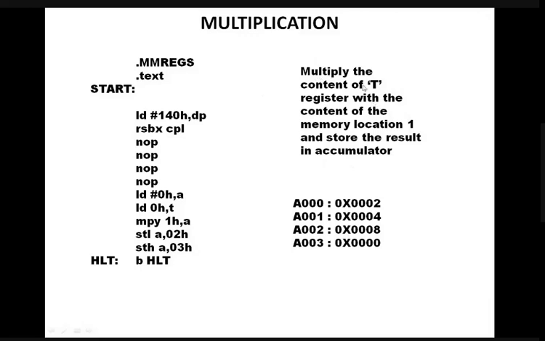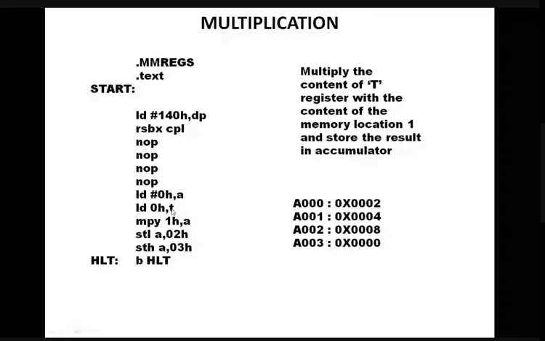So multiply the content of the T register with the content of the memory location and store the result in the accumulator. Whenever we perform multiplication, one data should be in the T register, and another data should be in the destination register. So to multiply, one content has to be in the T register, which is called the temporary register. Hence, we are moving the first data, which is available in A000, the 2, to the T register through the instruction LD 0H, T.